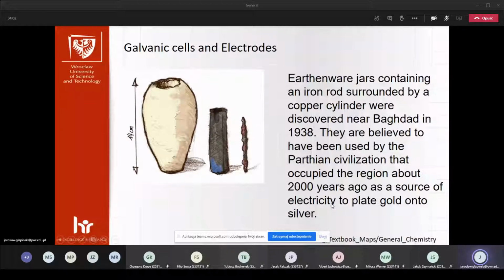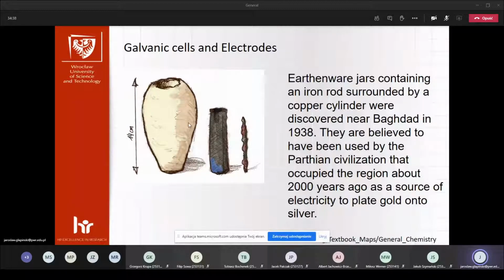electrically place a gold on the silver. Yes, because the gold was and is the best, the most wanted material, so probably someone wanted to make a fake, so they used a jar that could plate gold on silver, so the silver could pretend to be gold.